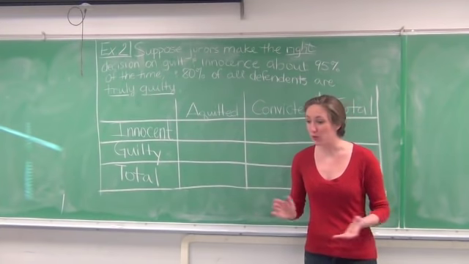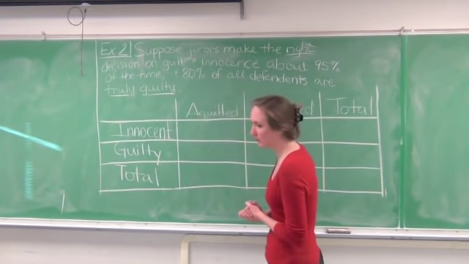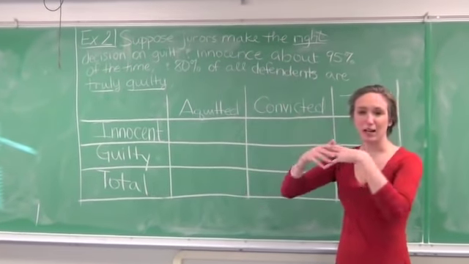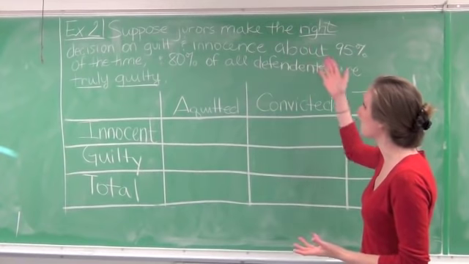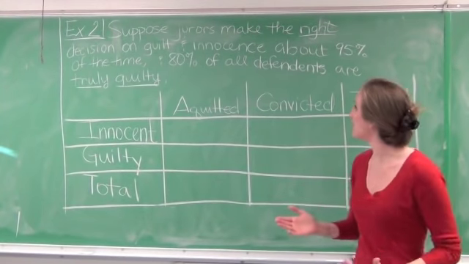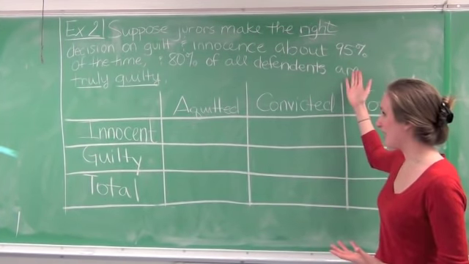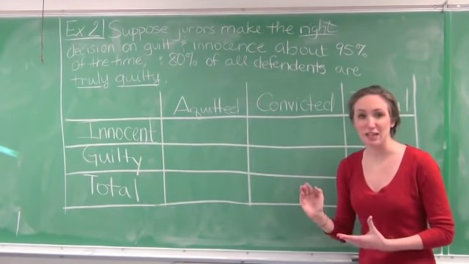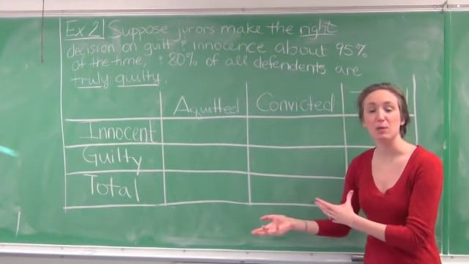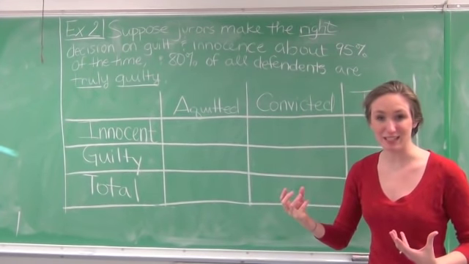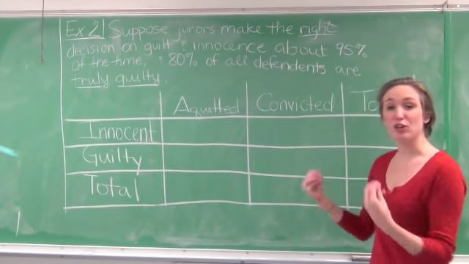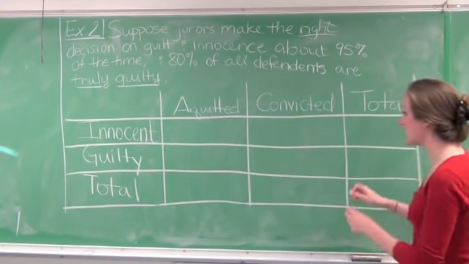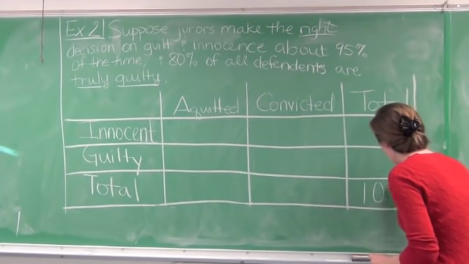So example 2, in chapter 10, we see that jurors in the American court system make the right decision on guilt and innocence about 95% of the time. And 80% of all defendants are truly guilty. Now we're presented with a table where we're supposed to construct conditional probabilities based on 100 defendants sitting in front of us. So let's say that we had a total of 100 defendants.